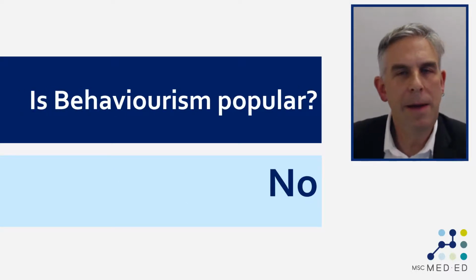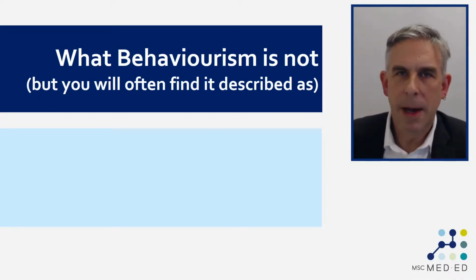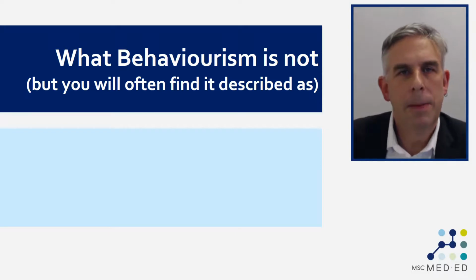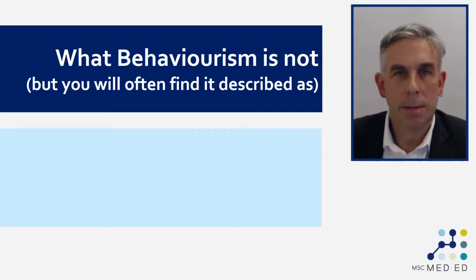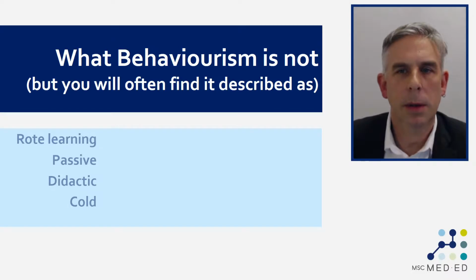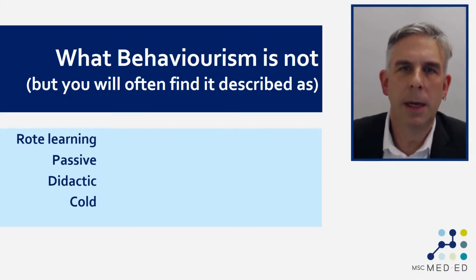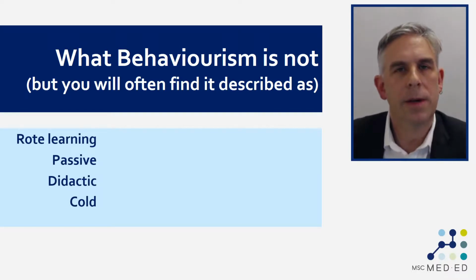That elephant is that behaviorism is, as a learning theory, very unpopular. Let me explain a bit about why. You will often see behaviorism described as being responsible for a lot of teaching practices that most of us would agree are not desirable. Things like rote learning, passive learning, didactic teaching. Behaviorism is often described as cold and authoritarian.